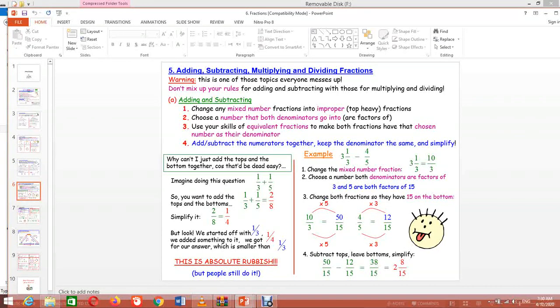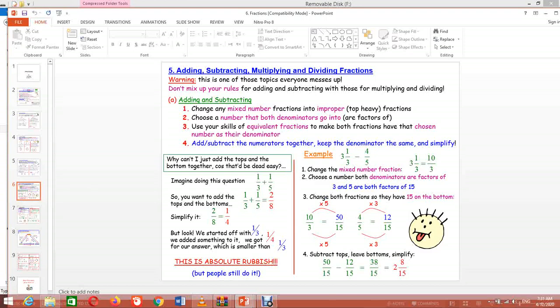So let's look at the best way of dealing with this type of fraction. On this screen you have an example: 3 whole number 1 over 3 minus 4 over 5. The first thing to do is to change the mixed number to a fraction. You multiply 3 by 3, that is 9, plus 1, that will give you 10. So 3 whole number 1 over 3 is equal to 10 over 3.